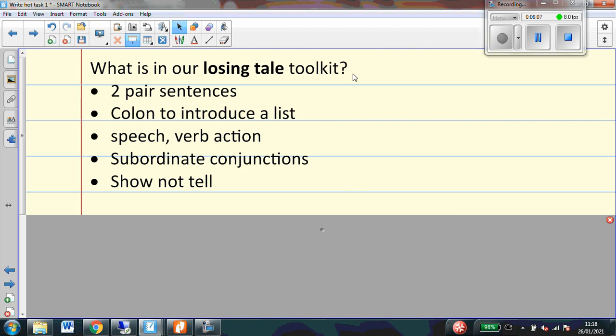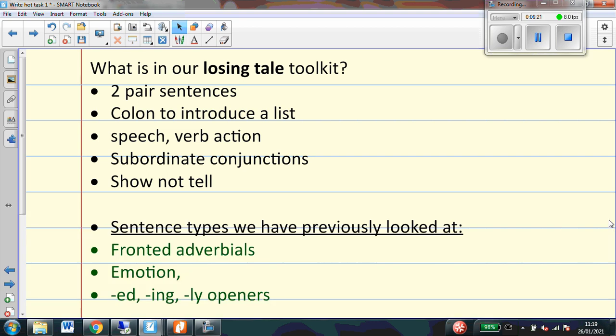So we have looked at 2 pair sentences, colons to introduce a list, speech, verb, action, subordinate conjunctions, and show, not tell. The other things that were included that you might want to include within your story were fronted adverbials, emotion, comma, so that were sentences like exhausted, comma, anxious, comma, worried, comma, and of course our Eddingly openers that we've looked at lots before as well.